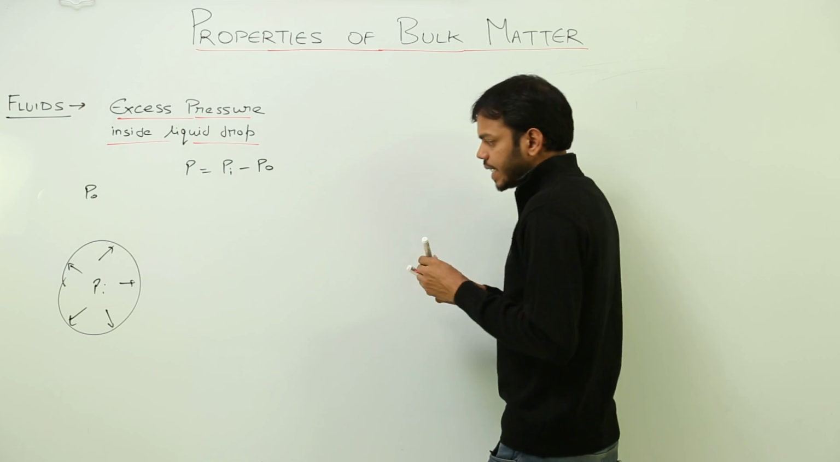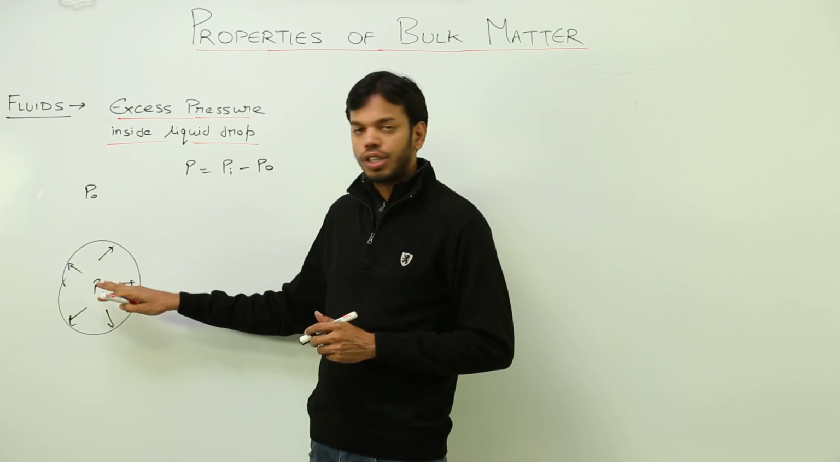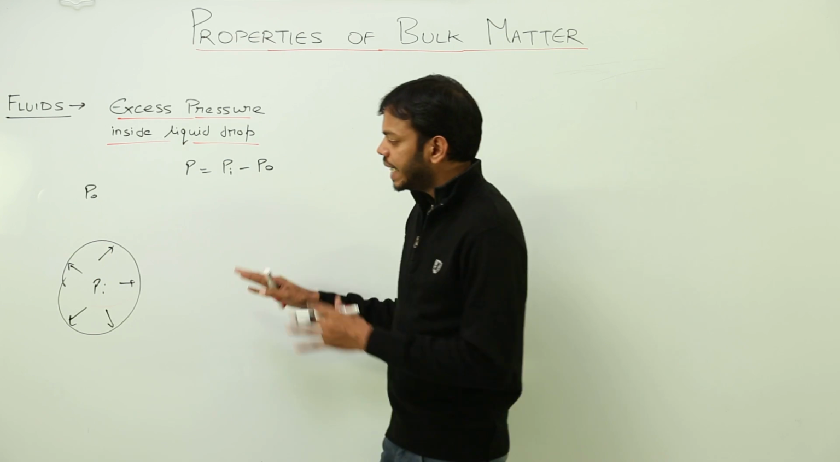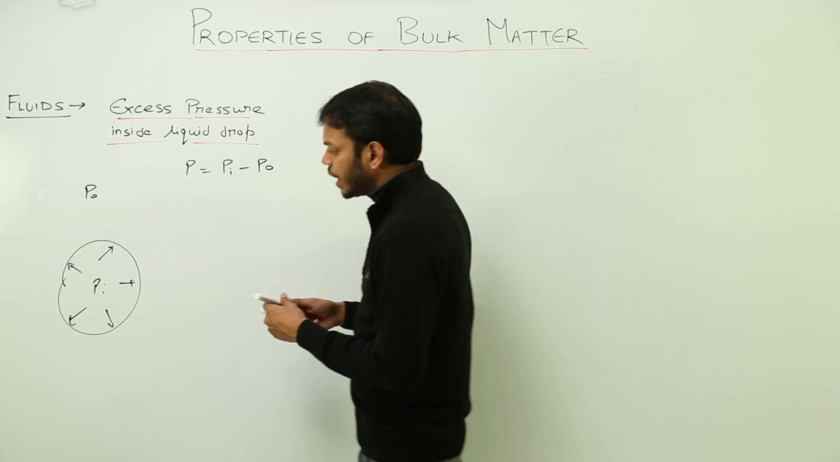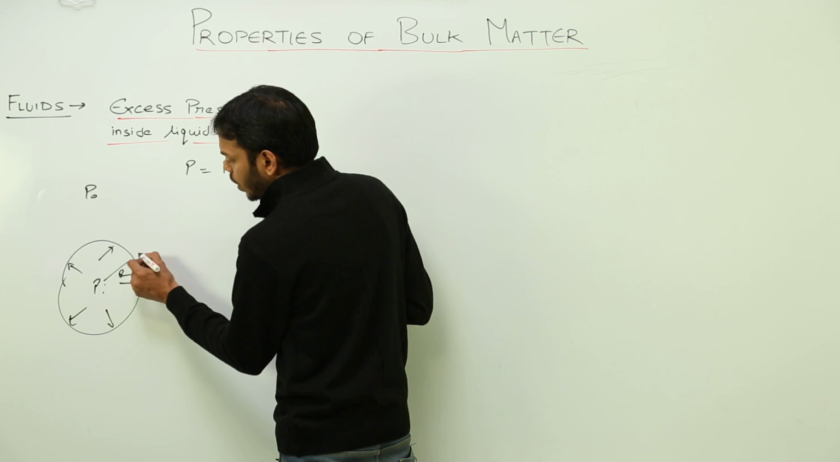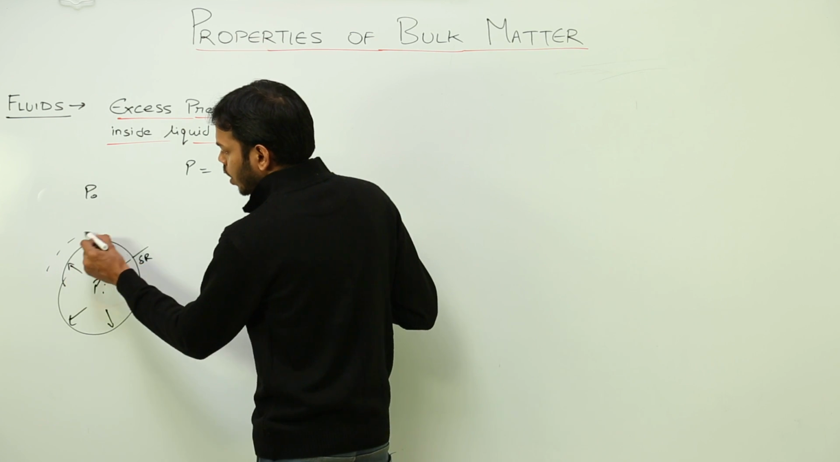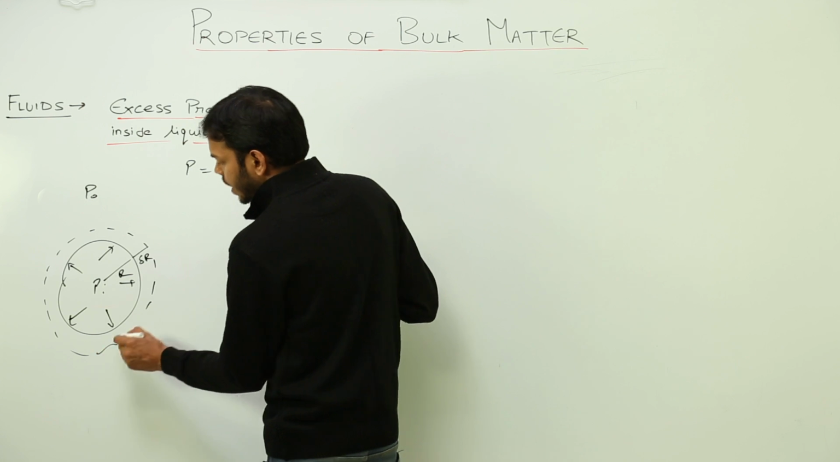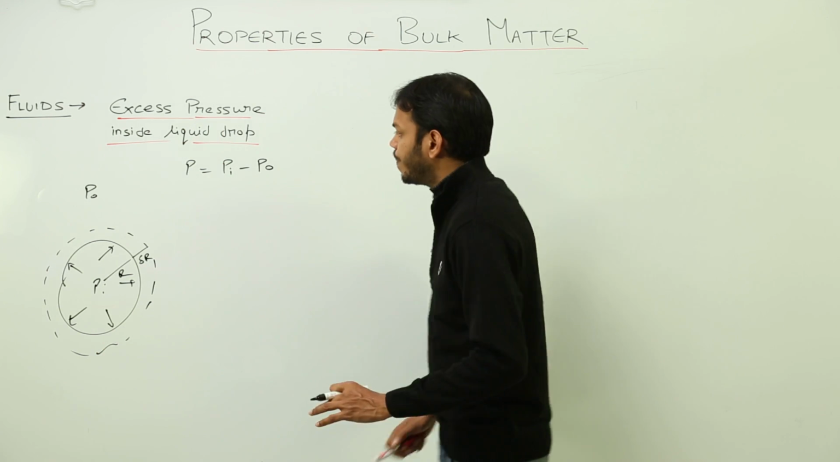Now let's say due to this excess pressure, there is an increase in the radius of the liquid drop. Let's say the liquid drop's radius, which is r right now, gets increased to r plus delta r, where delta r is very small. So the new liquid drop is like this, with the radius increased by a very small amount.